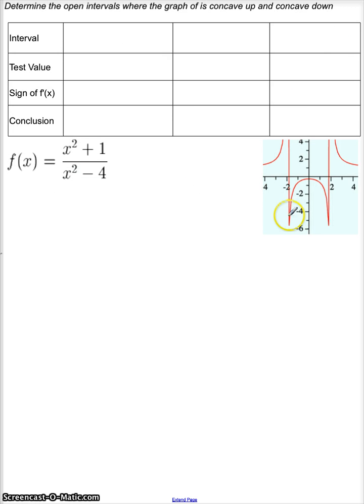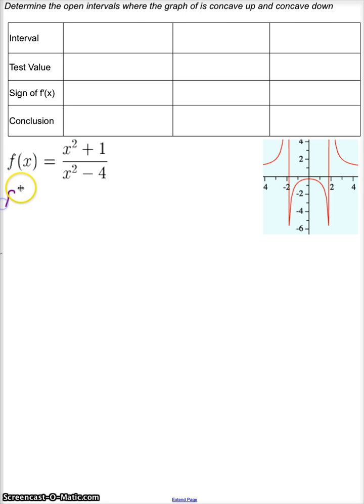Let's look at this problem right here. Now, this problem is interesting because there are points in the graph itself which are not defined. At x equals plus 2 and -2, you wind up with a 0 in the denominator. So let's start by taking the first and second derivative.